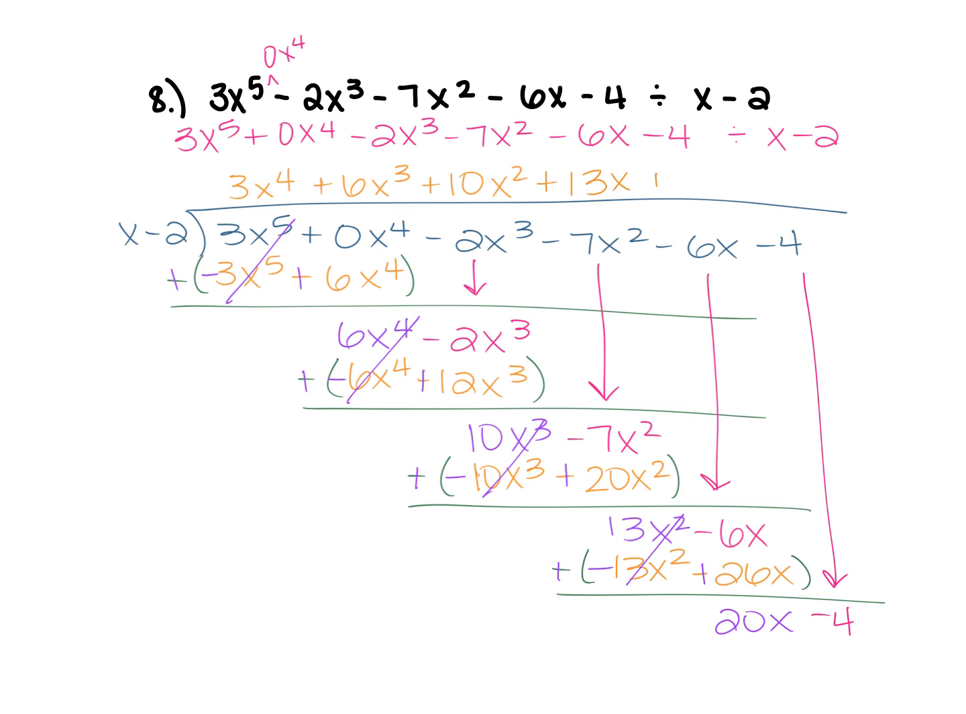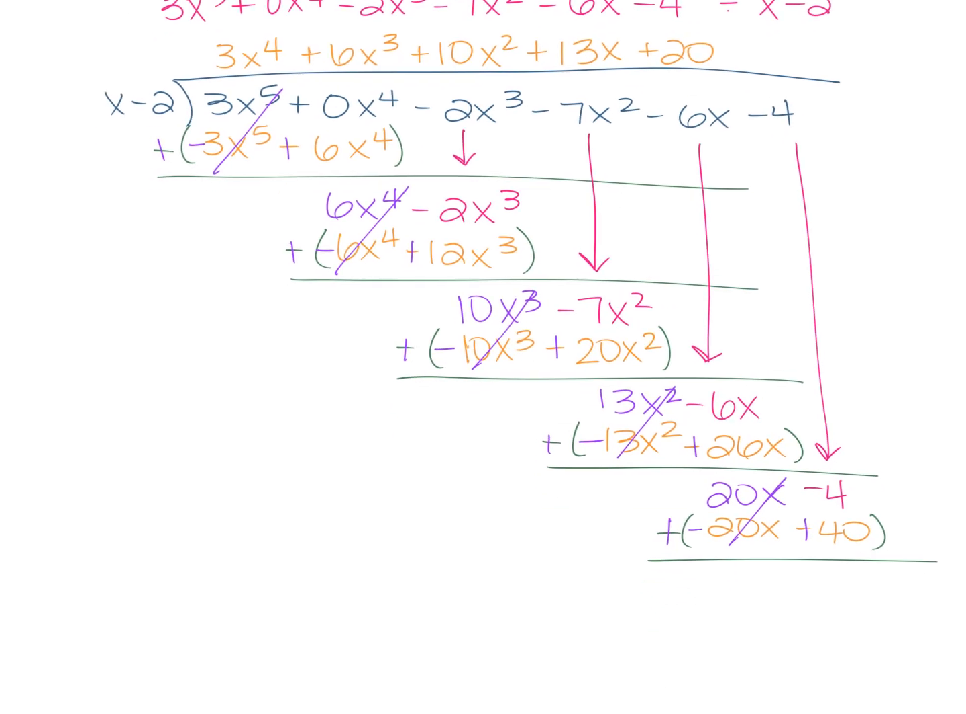Your x times 20 is 20x. 20 times negative 2 is negative 40. We subtract these, distribute your negative. Your 20x's cancel, you're left with 36. That 36 is your remainder.